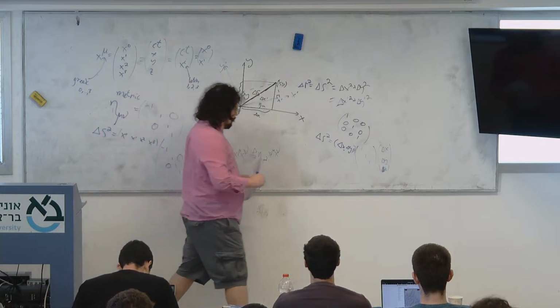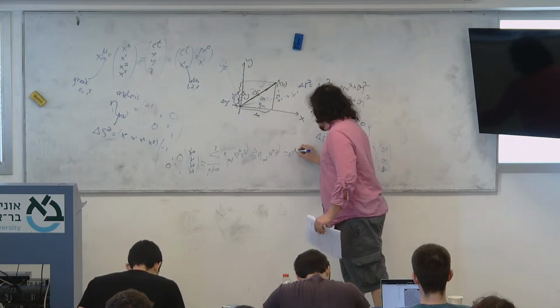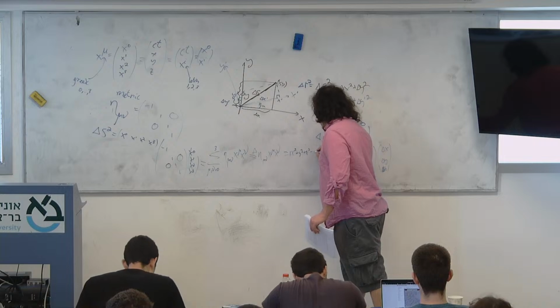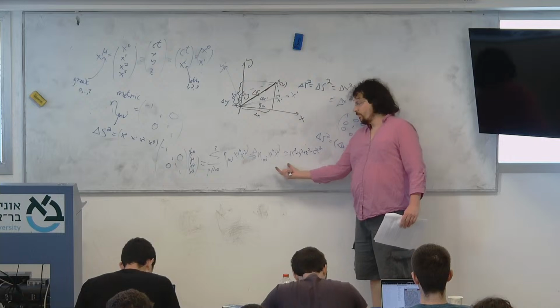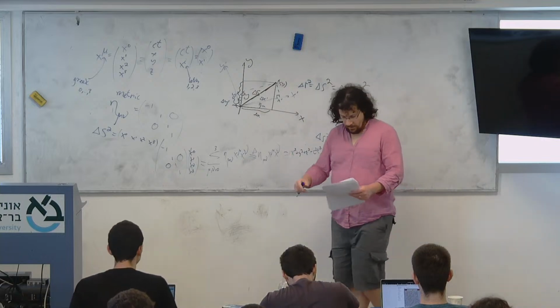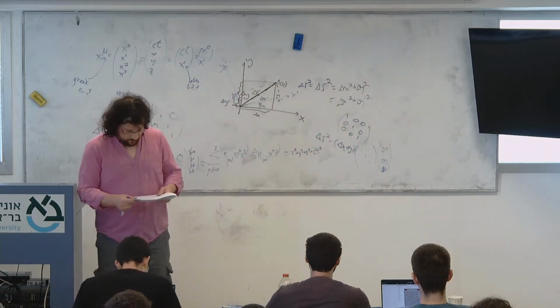This, of course, just a reminder, is completely identical to what we started with, x squared plus y squared plus z squared minus c squared t squared. This is just a matrix notation for the exact same calculation. Questions up to now? This should be familiar.